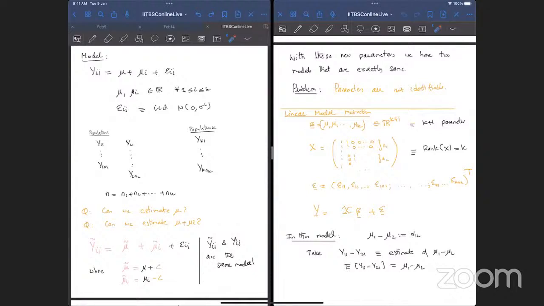No, the model is this. This is the model, right? Now, if I look at y1 minus y21, the mu's cancel off, and I'll just get mu1 minus mu2, right? And that's how I get an estimate for this.